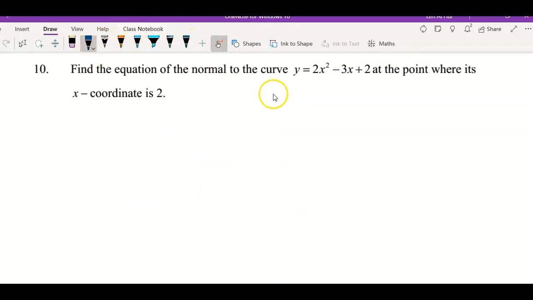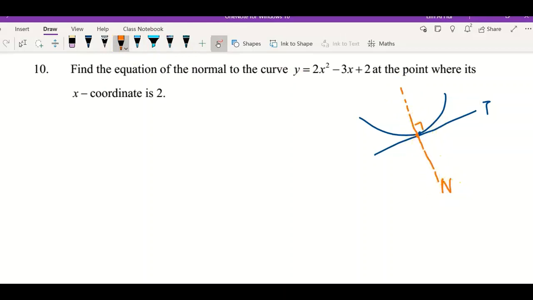Okay, this question 10 is going to find the normal equation to the curve at the point where its x coordinate is 2. We have to know that when we have a curve and the point which touches the curve is a tangent, the line which is perpendicular to the tangent and passes through the same point, we call it a normal. I represent it by n.